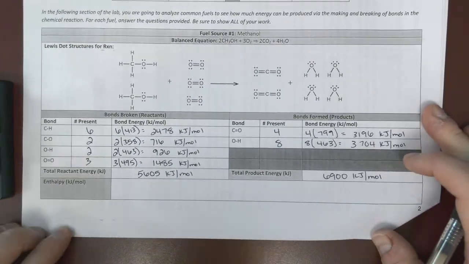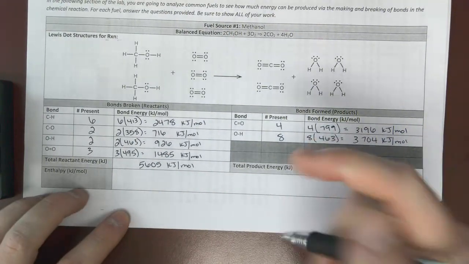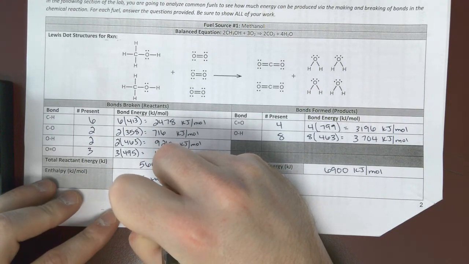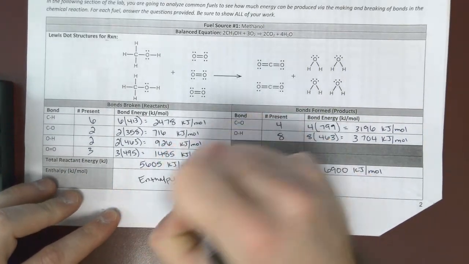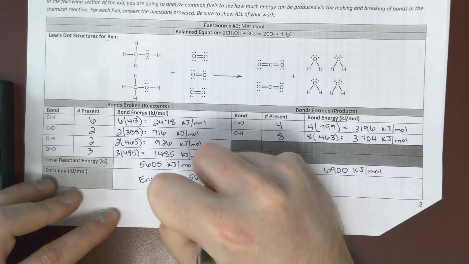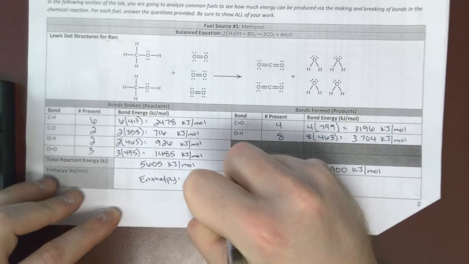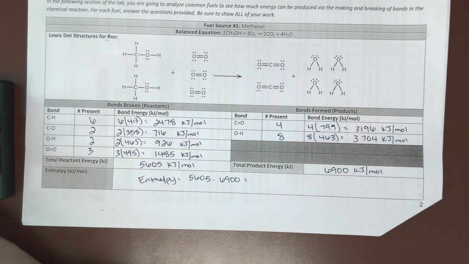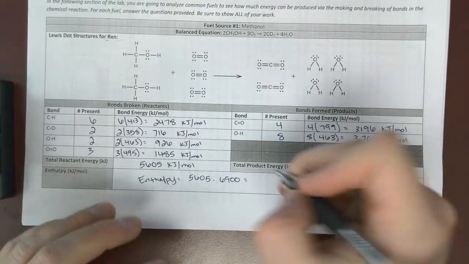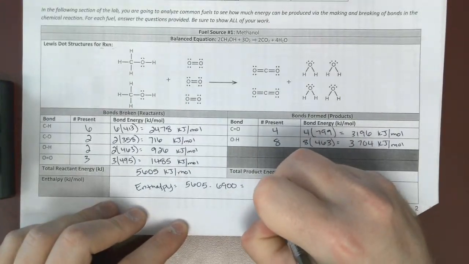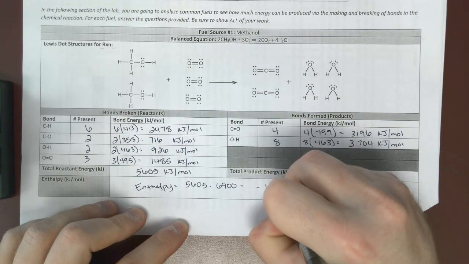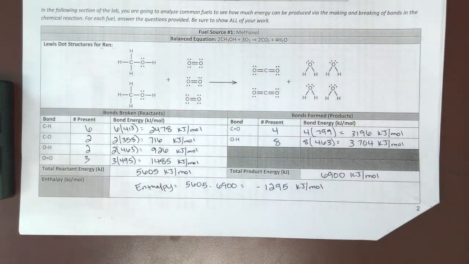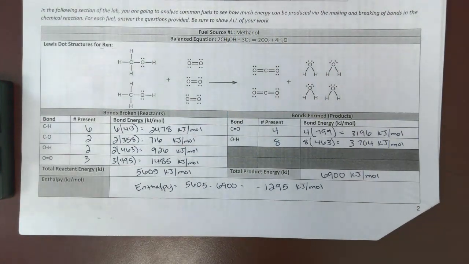But the last part that you have to do is take your reactants minus your products. So I usually write enthalpy equals 5605 minus 6,900. So 5605 minus 6,900. And that gives you negative 1,295 kilojoules per mole. Okay, and that is how you do your first example.